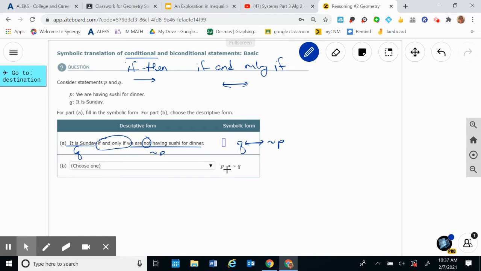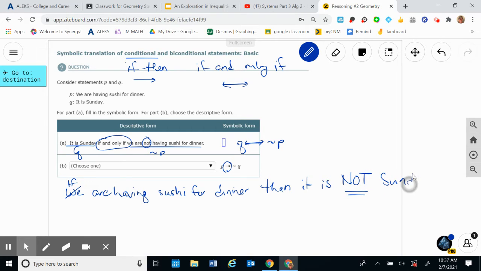Then look here. It says P, then not Q. So first you list P, which is we are having sushi for dinner. If we are having sushi for dinner, I suppose that should be then, because it's an if then, it is not Sunday. See the not symbol right here? And Q is Sunday. Okay, you try now.